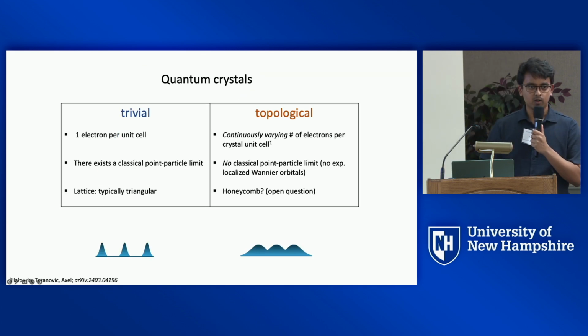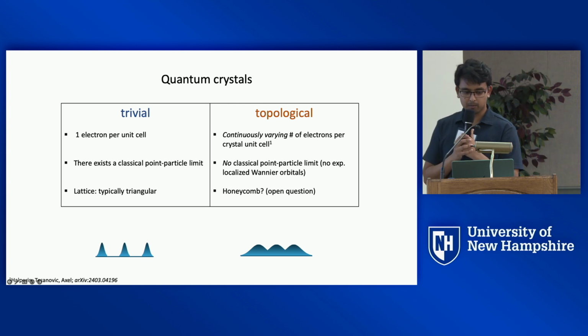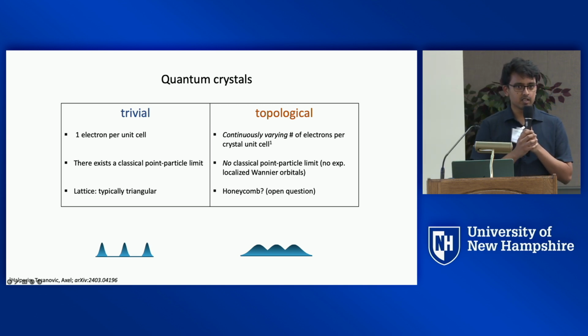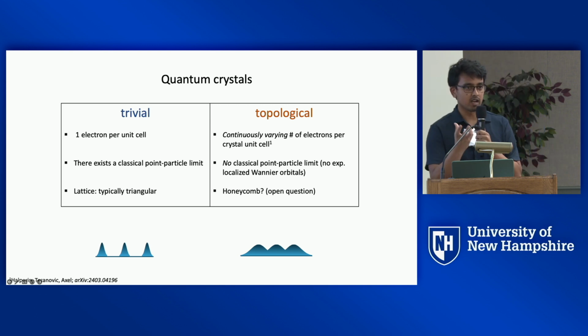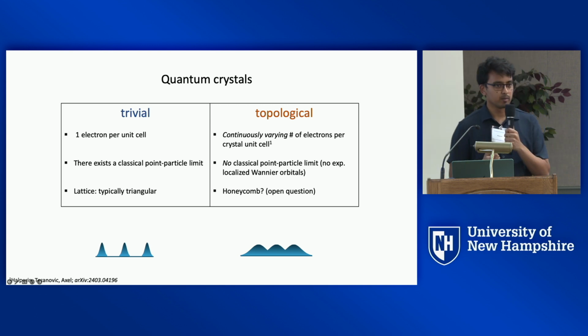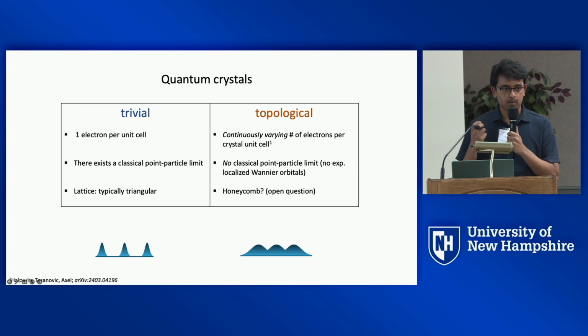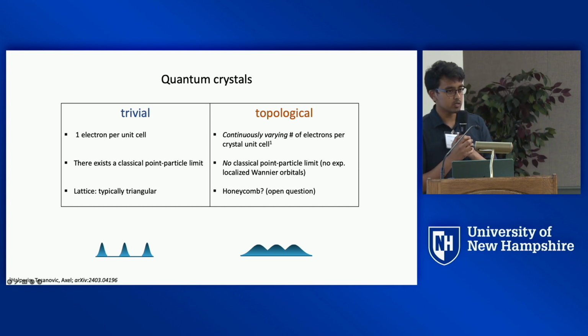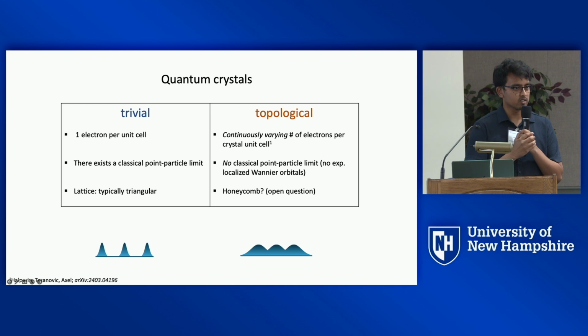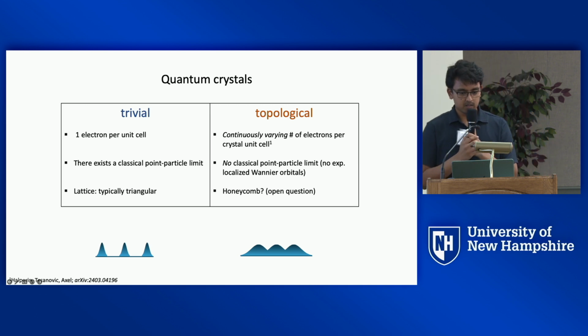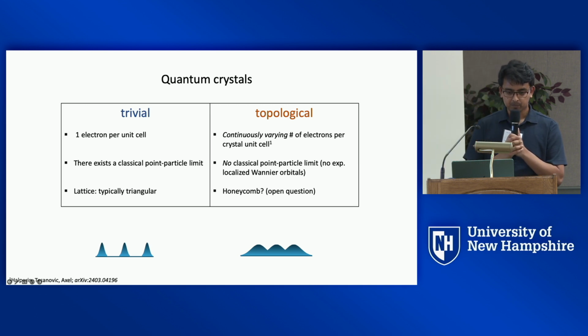So just to give a few more facts comparing and contrasting trivial and topological quantum crystals. Trivial quantum crystals have 1 electron per unit cell. The unit cell is defined by the density of electrons because translation symmetry is spontaneously broken by interactions. Whereas topological quantum crystals can have a continuously varying number of electrons per unit cell, which is sort of weird. It confounds our intuition about insulators. But it's possible, certainly theoretically.